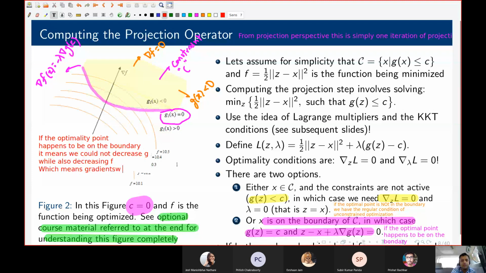So if the optimality point happens to be on the boundary, that means there was no way we could have decreased G while also decreasing F. And that's why it was on the boundary. That means the gradients should have been in opposite directions. Because if they're in the same direction, then you can decrease G as well as decrease F, or increase G as well as increase F. But they should have opposite tendencies. Is that clear? Okay, sir, got it.